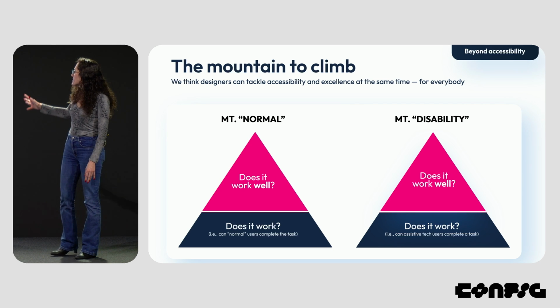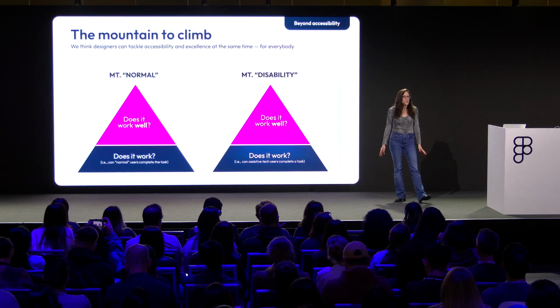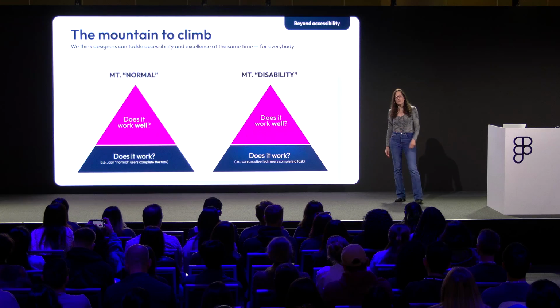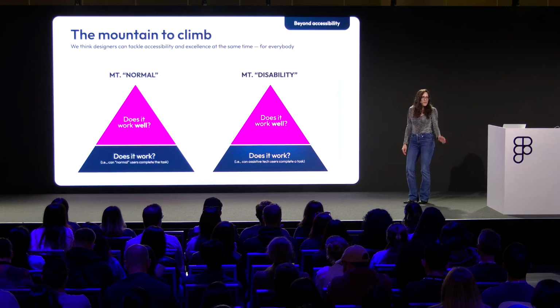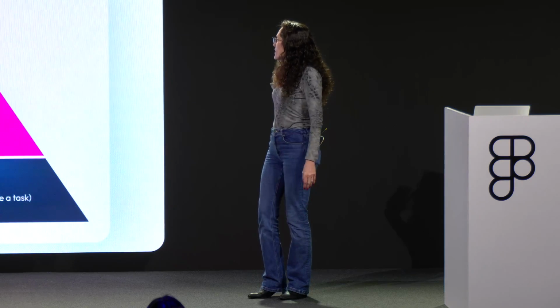But when we're talking about disability, many of the times we stay at the bottom of the mountain. Does it work? Yeah, I can reach that button, but I need to tab many times to reach it. And we believe that we need to climb the disability mountain as well. And right now, in our lab, we are also working on how to use prototypes and look at flows to make sure that your accessible user can have a great experience, not just be able to do something.